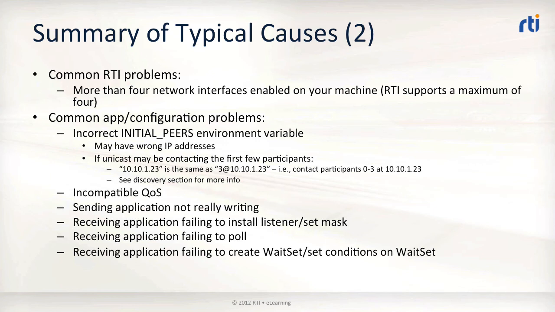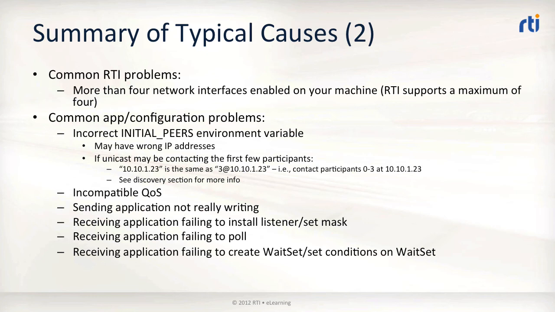And some additional typical causes. The most common RTI problems include having more than 4 network interfaces enabled on your machine. Because RTI supports a maximum of 4, and in fact, the standard RTPS2 protocol supports a maximum of 4 interfaces that get announced as part of discovery.